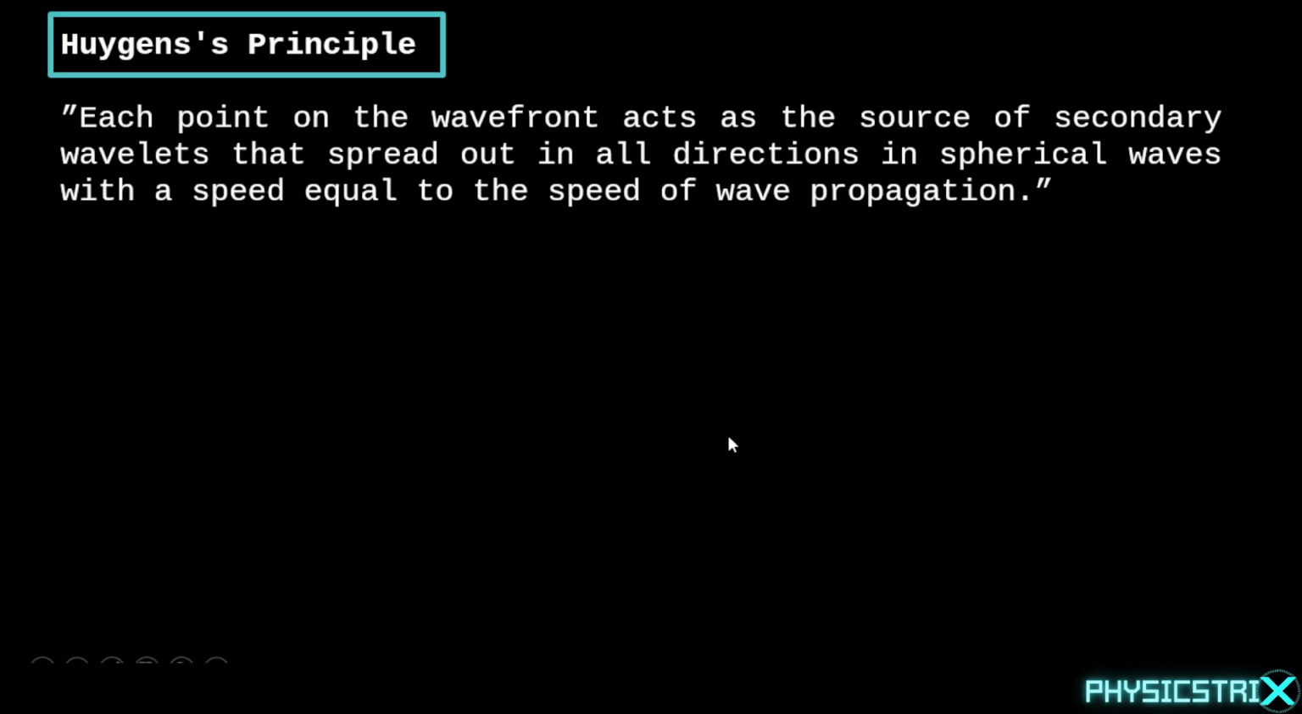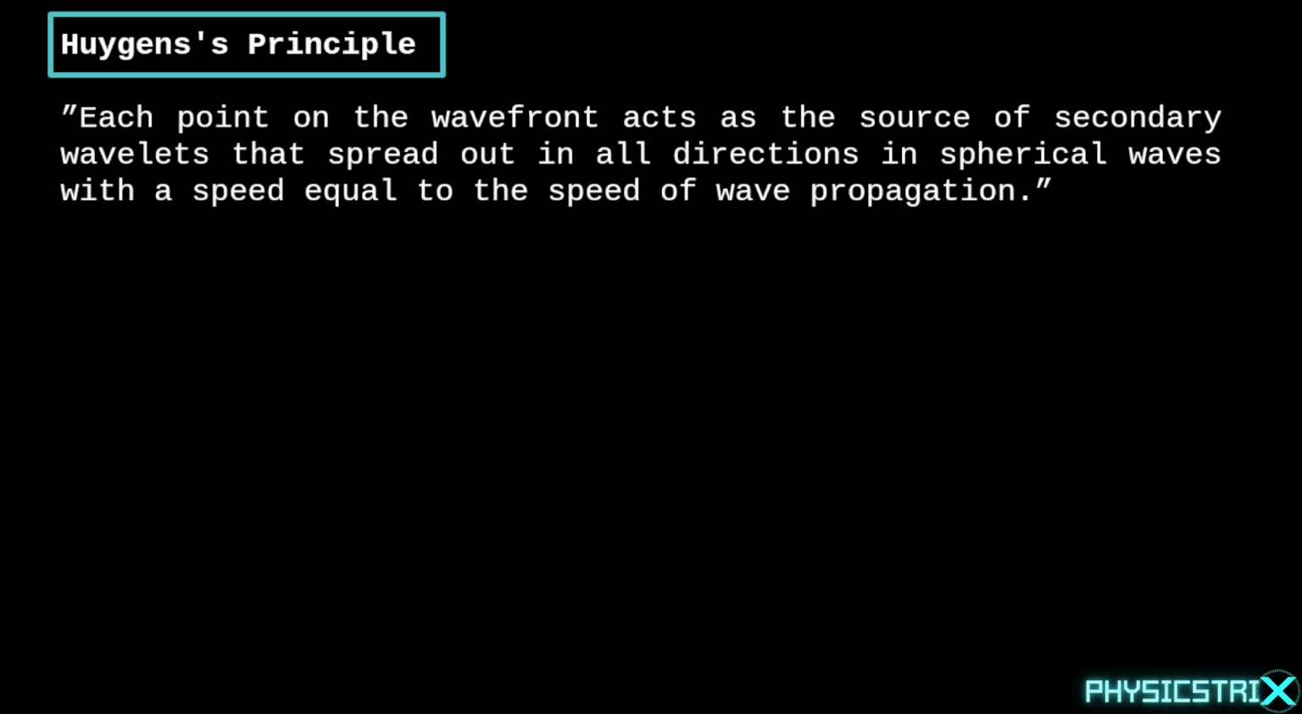So we'll explore light as a particle further on later in chapter 9, but for now let's look at light as a wave. Let's begin with Huygens principle, and then let's look at what Huygens principle actually says. Huygens principle says that each point on the wavefront acts as a source of secondary wavelets that spread out in all directions in spherical waves with a speed equal to the speed of propagation.